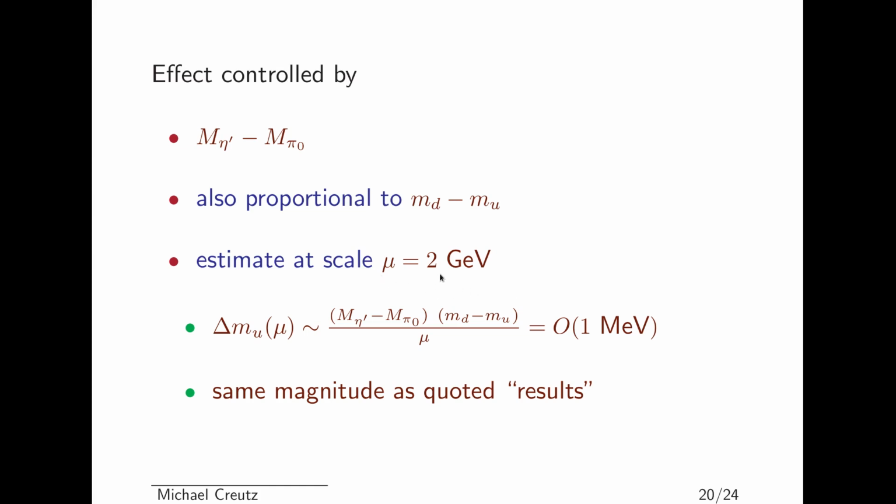So say we work at a scale of 2 GeV, which is sort of common. This shift is going to be proportional to this difference, and it's proportional to the scale we work at. So this is a number which winds up being on the order of an MeV. This is not all that different from what people quote for up and down quark masses.